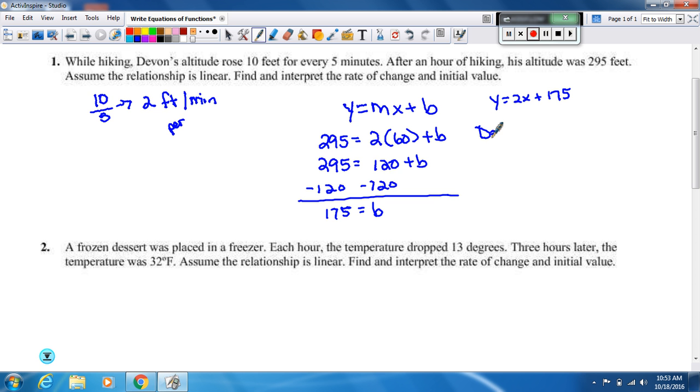So Devin started at 175 feet and traveled, or I should say hiked, 2 feet per minute. Okay.